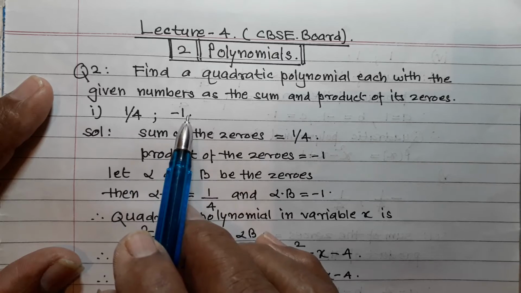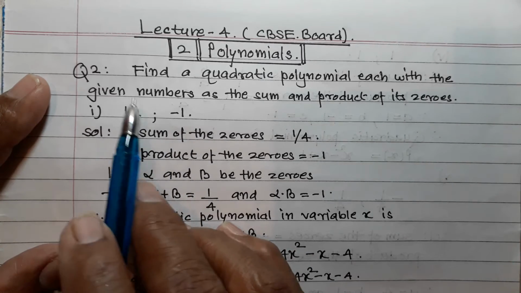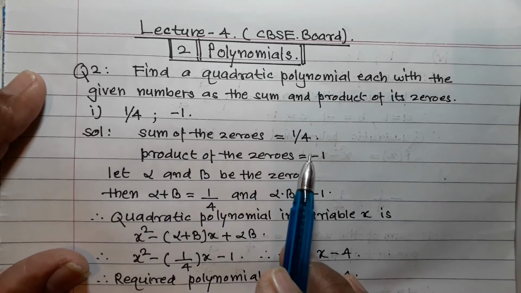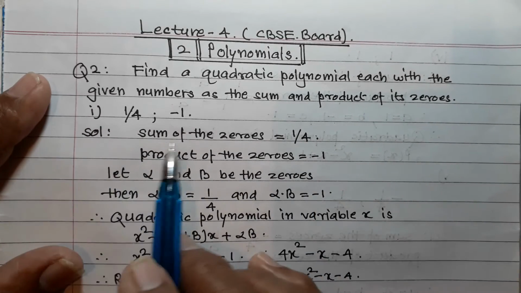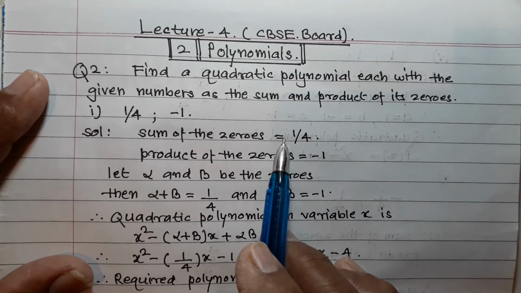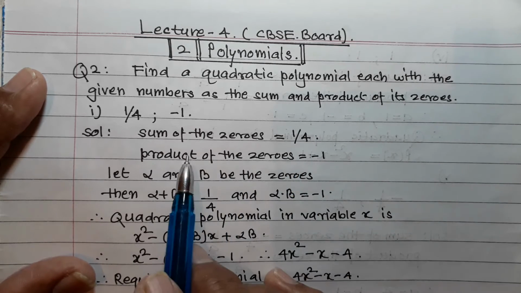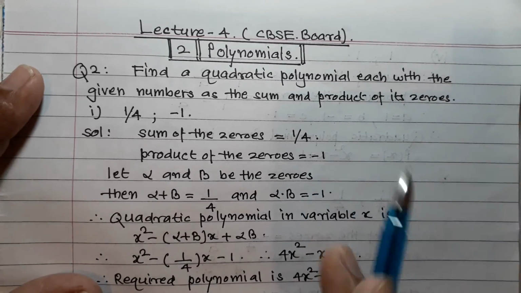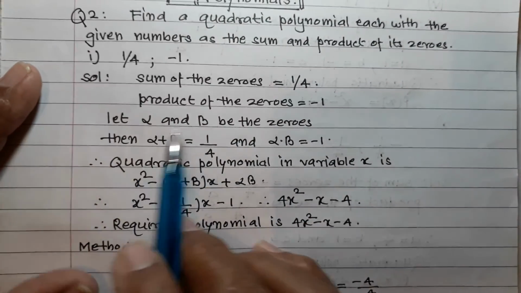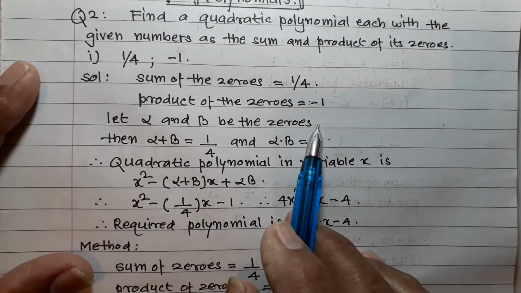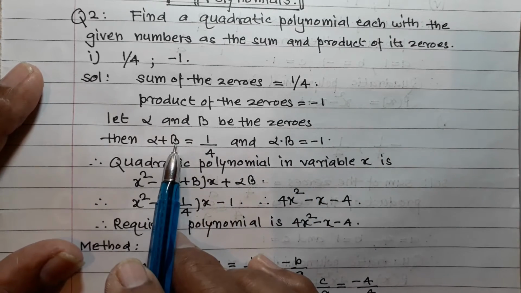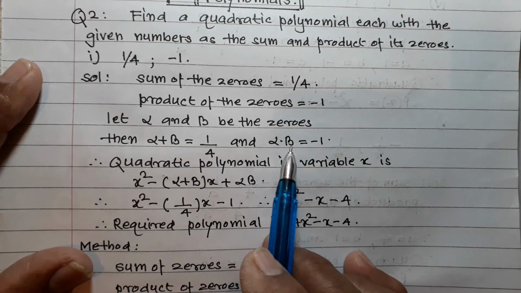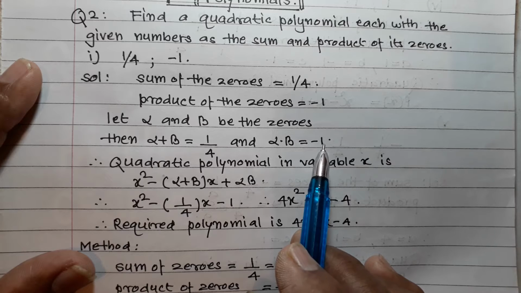1 upon 4, minus 1. So this is the sum of zeros and this is the product of zeros given. Solution. Sum of the zeros is equal to 1 upon 4 and product of the zeros is equal to minus 1. Let alpha and beta be the zeros, then alpha plus beta is equal to 1 upon 4 and alpha into beta is equal to minus 1.